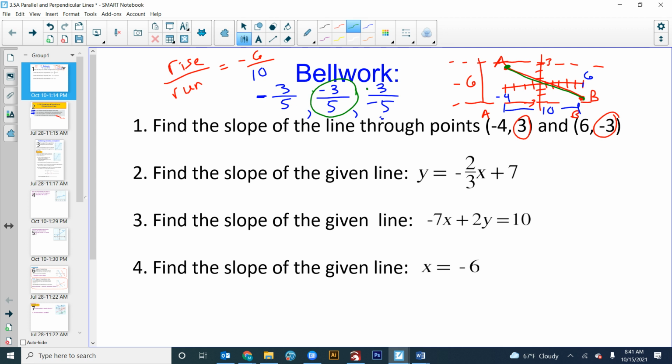This one describes how to get from A to B. You go down 3, you go right 6. Those are directions, correct? This one describes how to get from B to A. Is it the same slope? Yes, it's just a difference in which way you're headed. Same steepness, whether you're going uphill or downhill? Yes, same steepness.